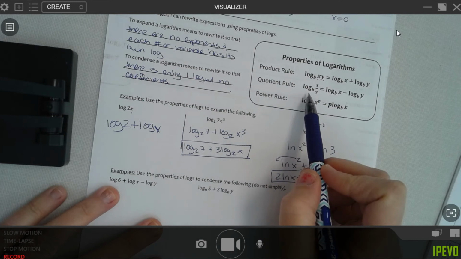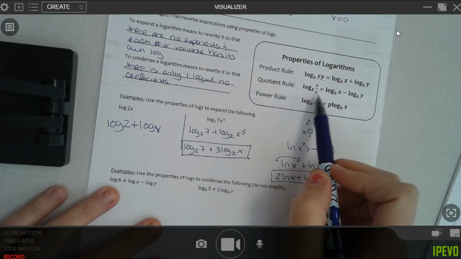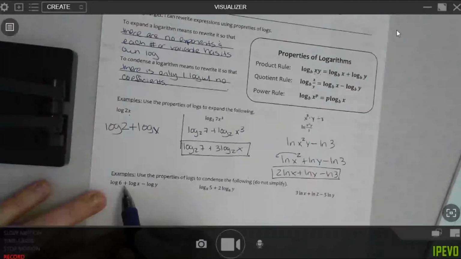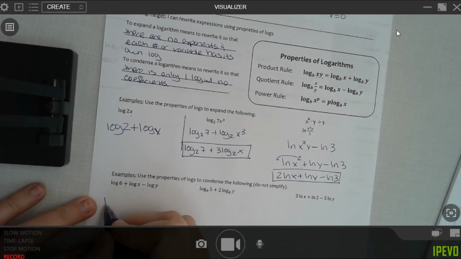I need to make it look like the left side. So there should only ever be one log on these. So right here, I have a log. There's a plus sign and a minus sign. So we write log one time.